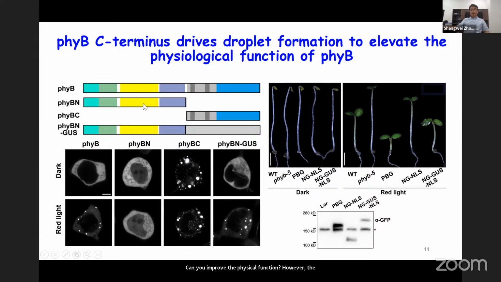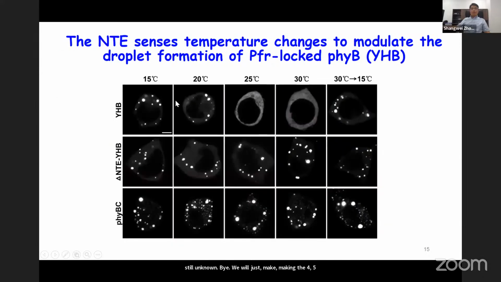By reviewing this mechanism for Fab food body formation, we then investigated how temperature regulates this droplet formation. We still use the YHB to exclude the light effects. We found the temperature will reversibly regulate the YHB food body.